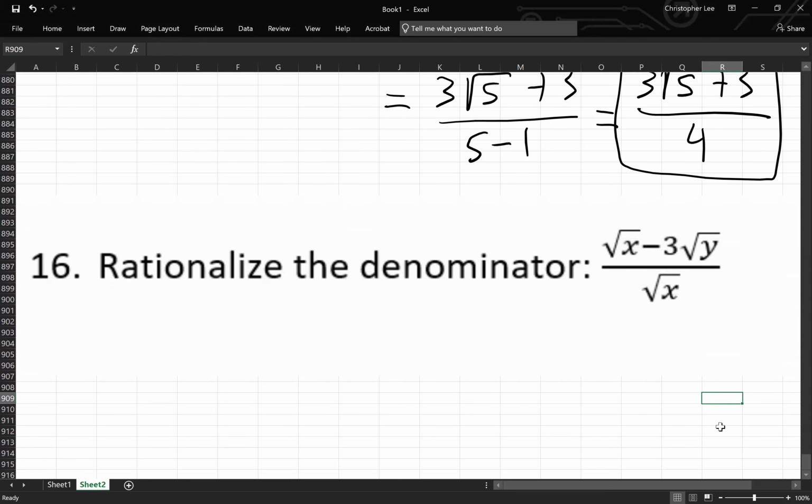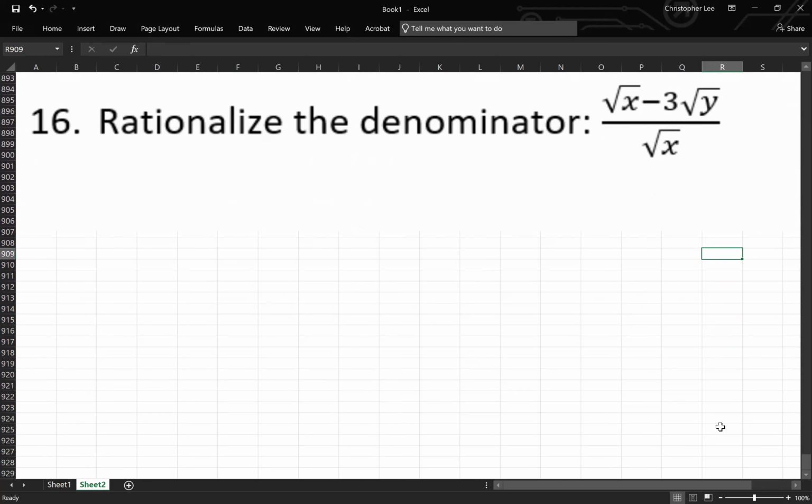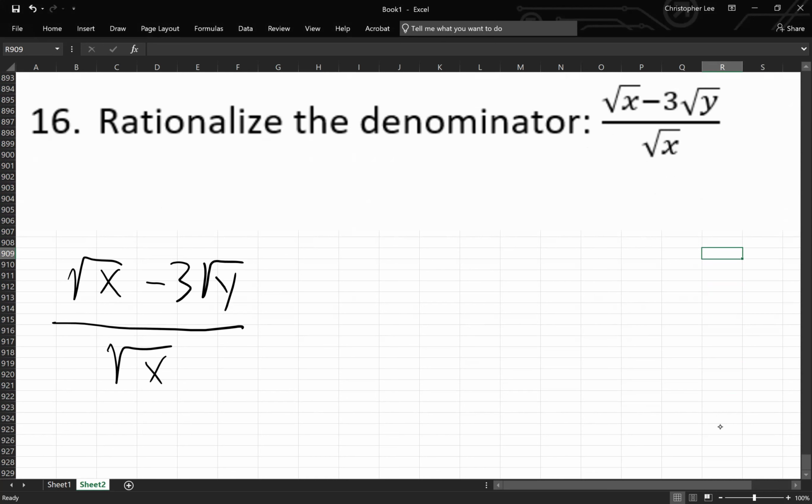Some of these questions are a little, what you call, quick, like this one is quick. So I want to, again, rationalize the denominator. It's illegal for me to have radicals in my denominator. In this question, I have square root x minus 3 square root y over the square root of x, right? How do I get rid of the radical in my denominator here? All right, so I'm going to multiply by square root x. What I do to the bottom, I do to the top.